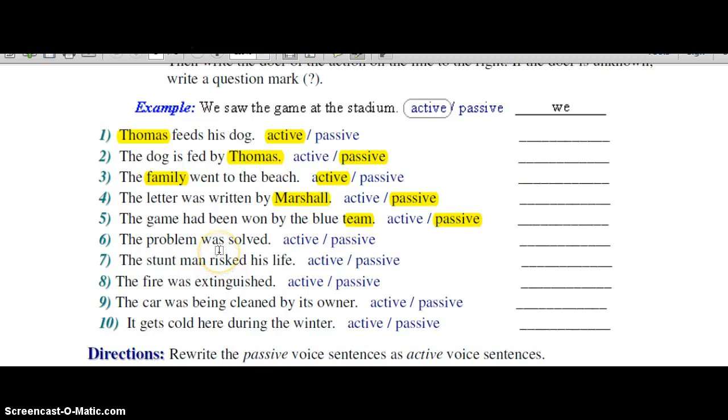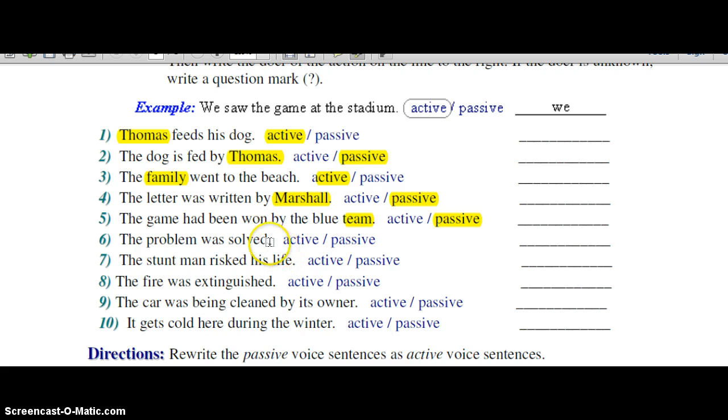Okay, so for this one, this is interesting because the problem was solved. Well, who or what is solving this problem? They don't say, and if you remember from the beginning, I said that sometimes in passive voice, who's actually doing it is omitted, but it would be very easy to test it with the problem was solved by Mrs. Dunnigan. So we could end up adding in that prepositional phrase that starts with by.